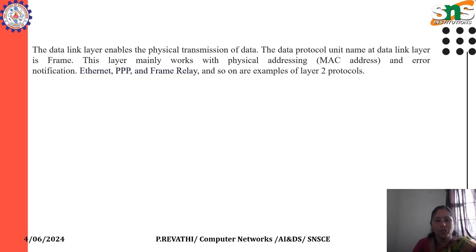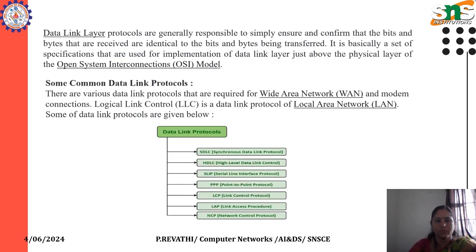Ethernet, point-to-point protocol and frame relay. So one or two examples are given below. Data link layer protocols are generally responsible to ensure and confirm that the bits and bytes that are received are identical to the bits and bytes being transferred. It is basically a set of specifications used for implementation of the data link layer just above the physical layer of the Open System Interconnection model.